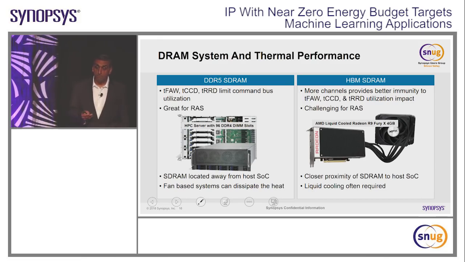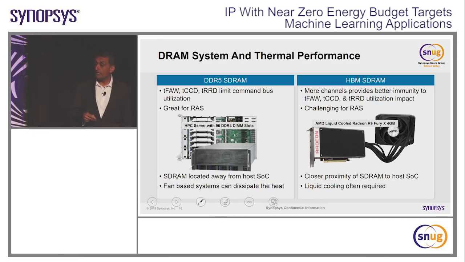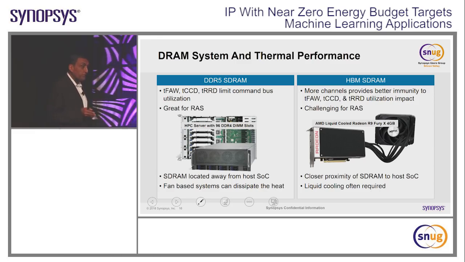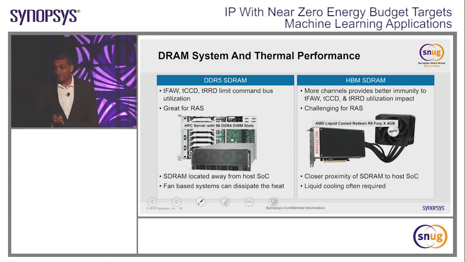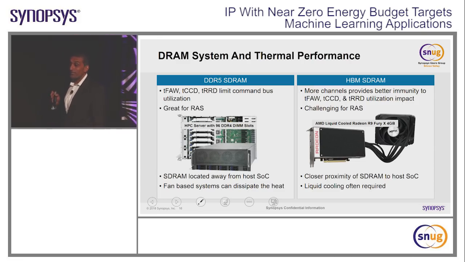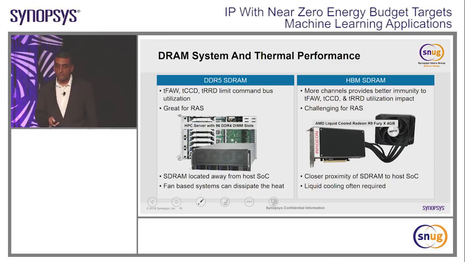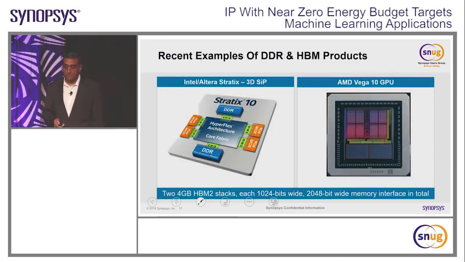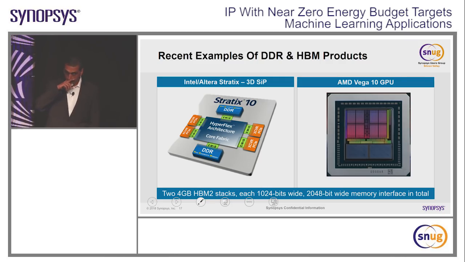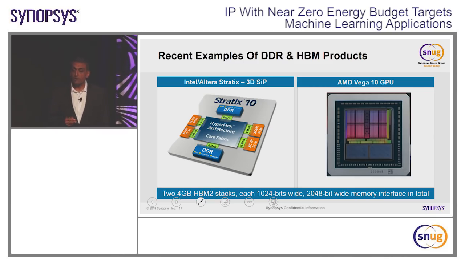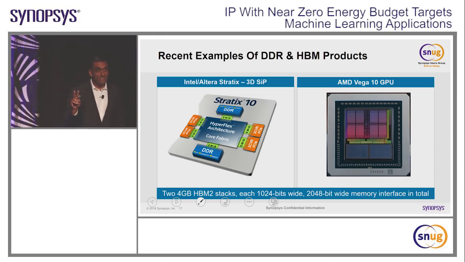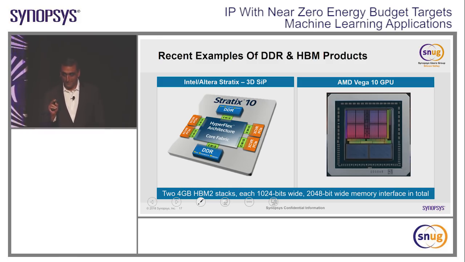The example I'm giving for HBM is from AMD. It's the Radeon Fury chip, or graphics card. So although you can get the power consumption down of your SoC, meeting the near zero energy target, your system may still require a lot of cooling. So recent examples. This is a real product. Intel, with their Stratix Altera implementation, and AMD's Vega 10 GPU. Both are using HBM and DDR. That's the key point. Okay?